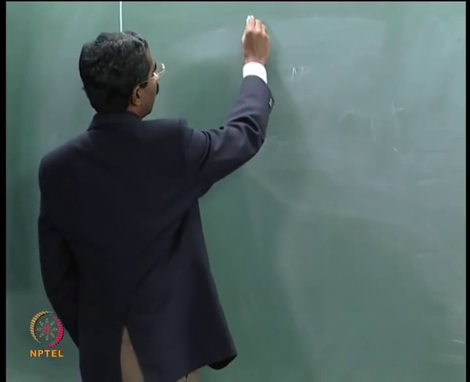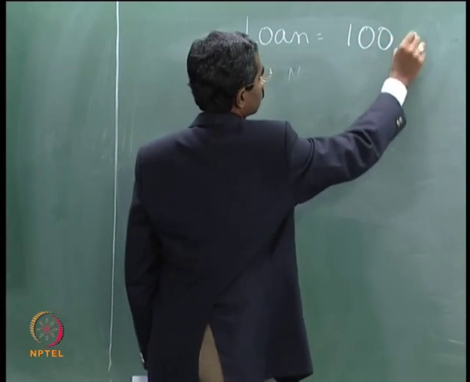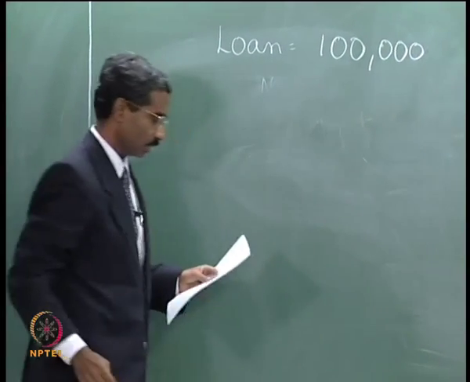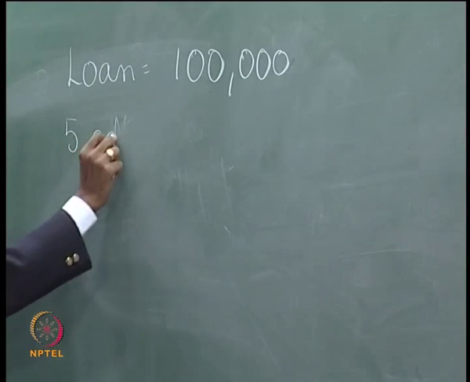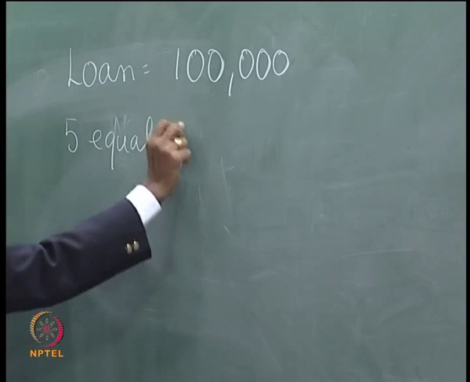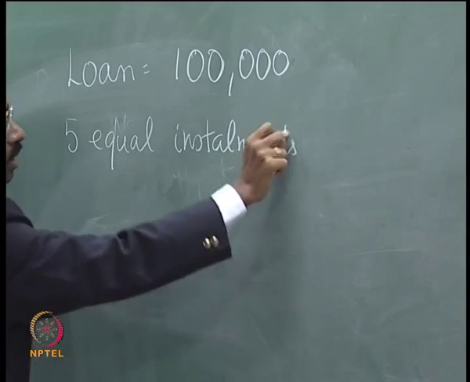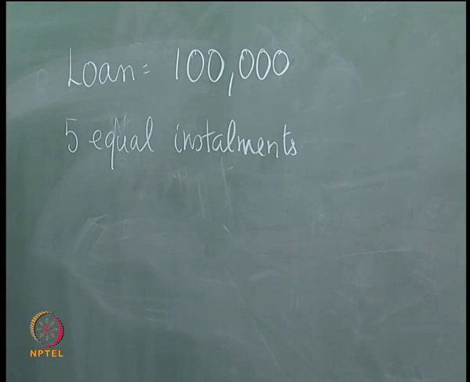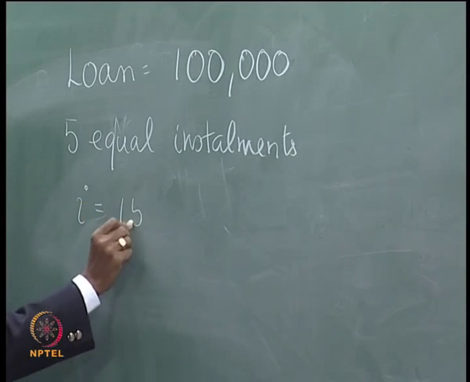Let us assume that we are taking a loan of 100,000, and this has to be paid back in 5 equal installments. It could be over 5 years, it could be over 5 months, whatever the case may be, but 5 equal installments, and the installments are occurring at regular periods. And then the rate of interest is 15%.